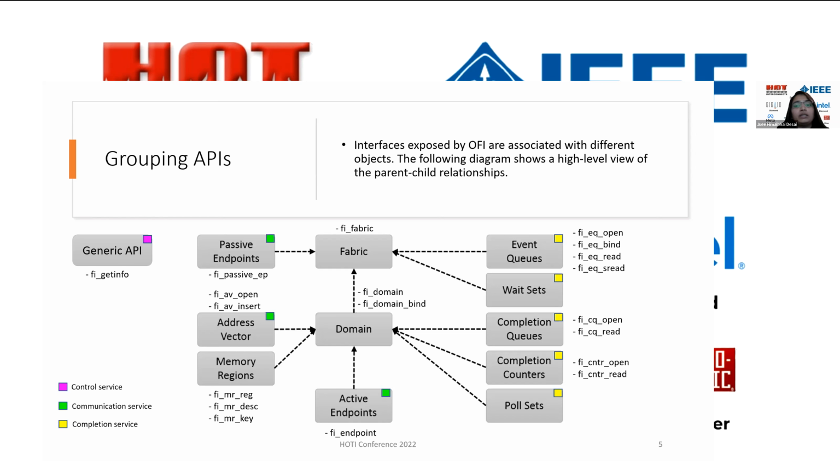So fabric and domain are the 2 most important parts of Libfabric. Fabric might be a single network subnet or a cluster, and a domain represents a logical connection into a fabric. The only API that does not have any relationship with others is the generic API, which can also be categorized as a control service API. And we will start with the FI get info call.